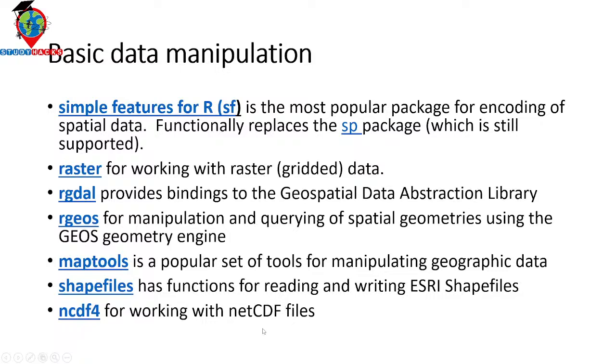And how we can easily get this type of data, I will show you all of those things one by one. So then I hope we can easily get all of those things. So basically it's a basic data manipulation. We use this type of package: simple features for R, raster, rgdal, rgeos, maptools, shapefiles, netcdf4. This type of package we need for the data manipulation.